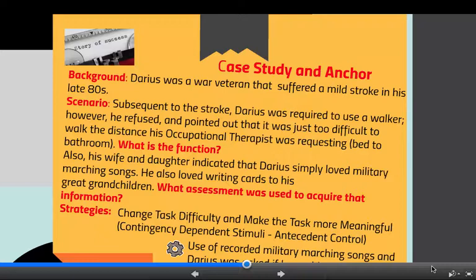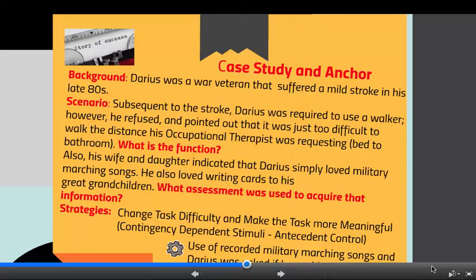But he refused. He pointed out that it was just too difficult to walk the distance that his occupational therapist was initially requesting. An occupational therapist was on this team as well. What she was requiring him to do was just walk from the bed to the bathroom in his room, which was in a rehabilitation center. But he wouldn't do it. He said it was too difficult. So what's the function? The function of this behavior is escape or avoidance, either one, very clear to us.